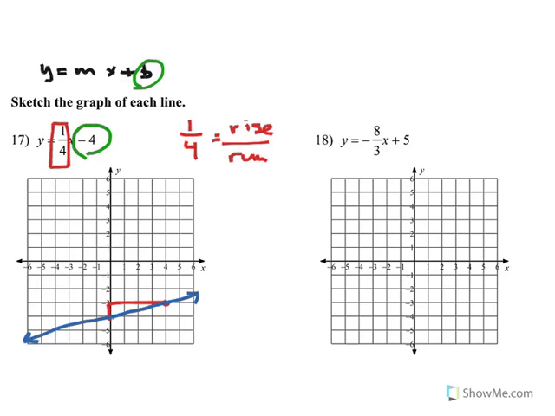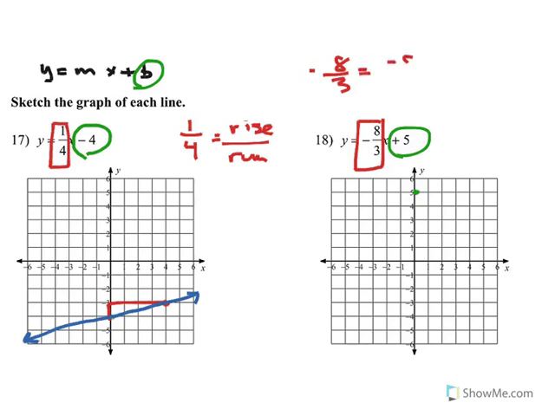Apply the same sort of thinking to problem number 18, looking for that y-intercept. That's going to be at a positive 5 this time. So I'm placing that point right there on the y-axis at 5. Then I'm using my slope, which I can see is not just 8/3, it's a negative 8/3. Okay, that's our slope. That is our rise over our run.